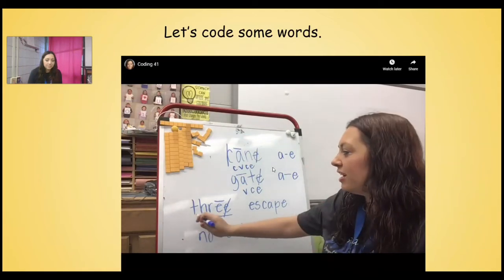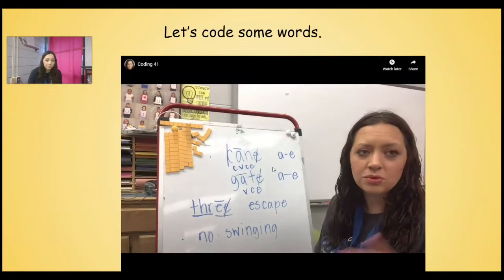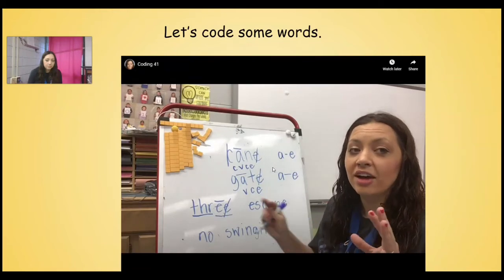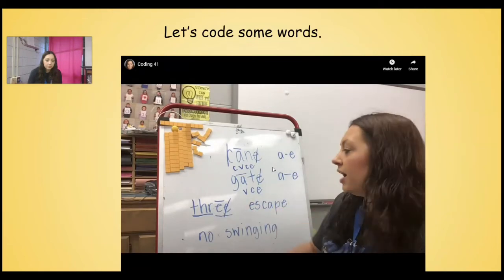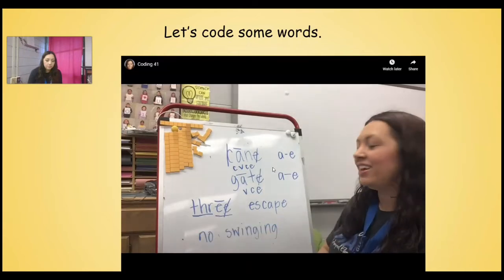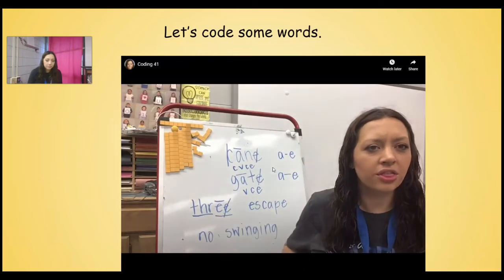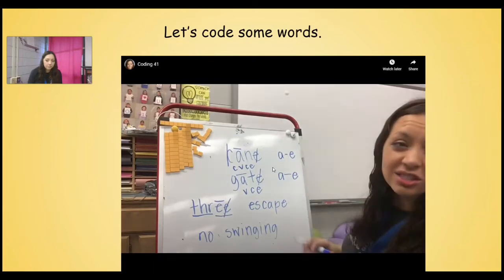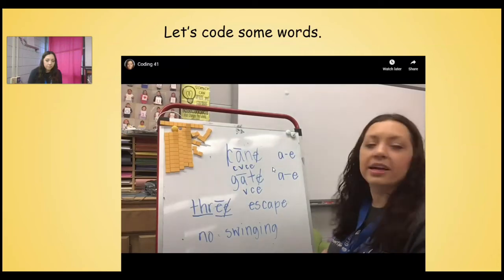That's right, if I look very carefully, I have that THR, which blends together. That digraph blends with that R, and it's going to say fur. So we have fur, three, very good. All right, and when we say that fur, we really don't feel the vibration, so we're not going to mark it as a voiced TH. All right, let's look at our next one.